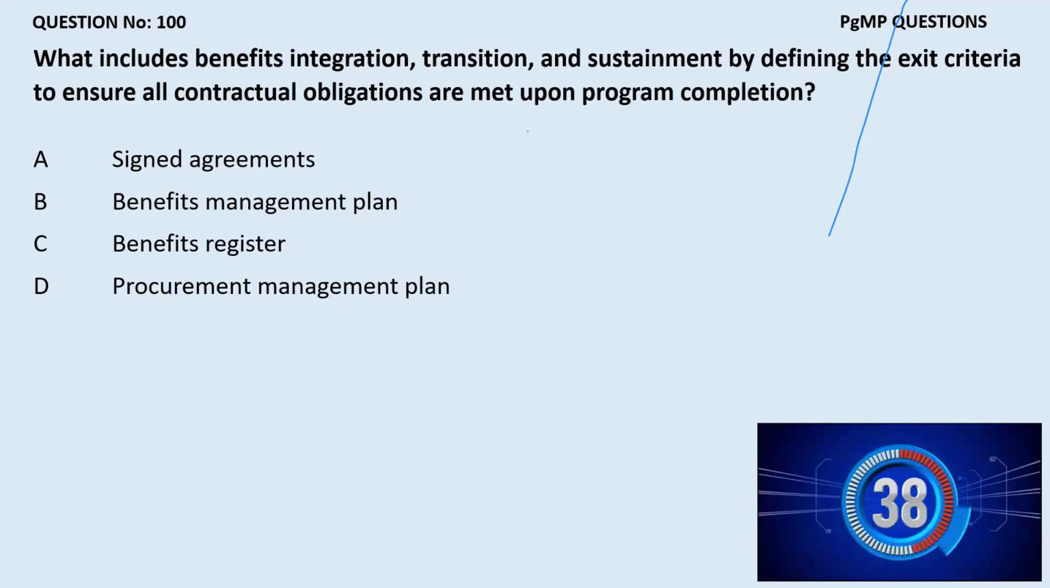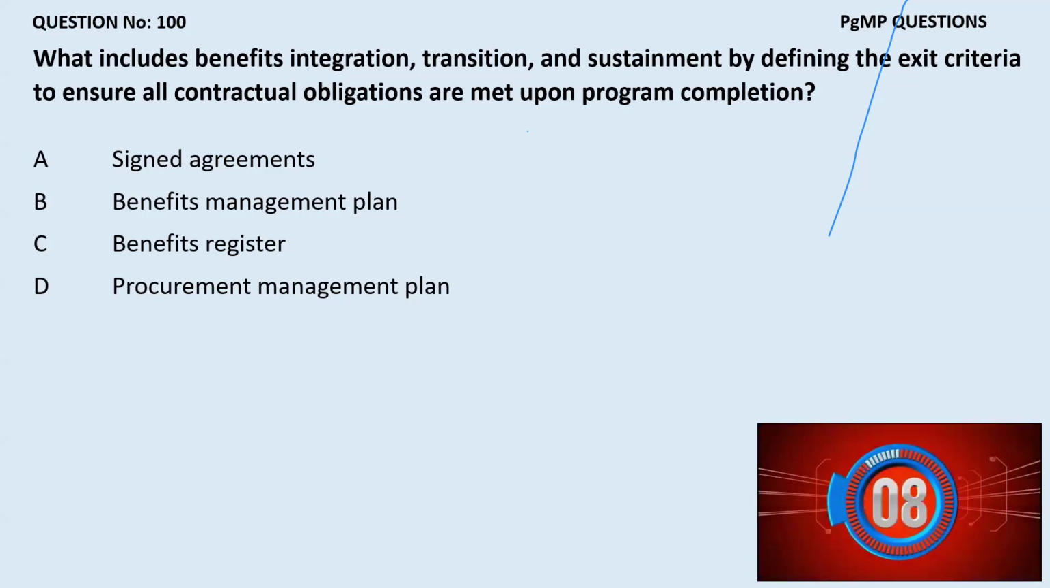Everybody thinks it is a very easy question, but please respect contextual applications also. Contracts are in the procurement domain. Just think on the other side also. Although this question is not so tricky or difficult: what includes benefits integration, transition, and sustainment of the benefits? The first line is talking about the benefits.